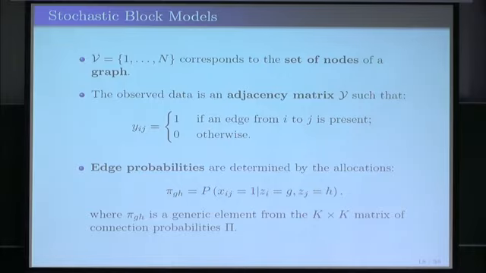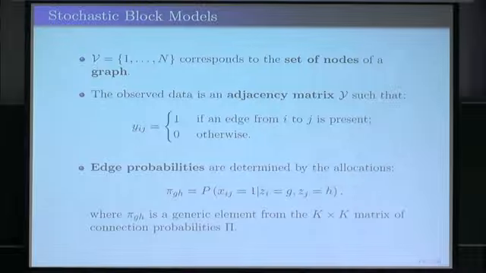Okay, so finally to look at some models where this can apply. The stochastic block model. So we have capital N nodes of a graph, and our adjacency matrix has a 1 if there's an edge from i to j, where edge probabilities are determined by their latent allocations. So pi_gh is the probability that x_ij is 1 given the latent variable z_i is in group g, and z_j is in group h. So pi is a generic element of a K by K connection matrix, capital Pi.